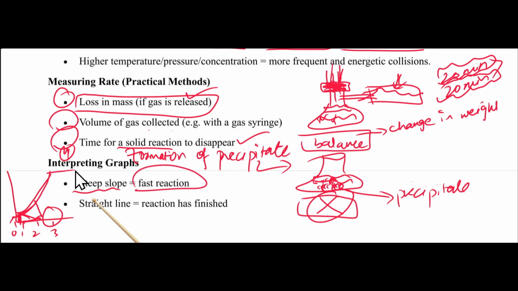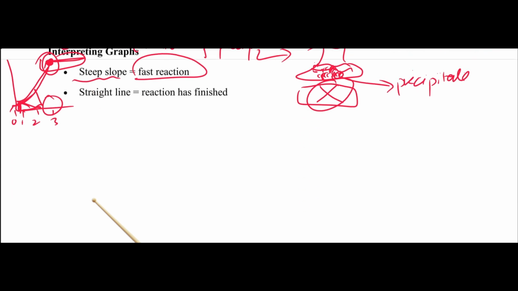And if you get a straight line, then it means the reaction has already stopped at this place. A straight line means the reaction has finished, it has stopped. And if you see a steep slope, it means that at that time the reaction was the fastest. I hope these points are clear to you.